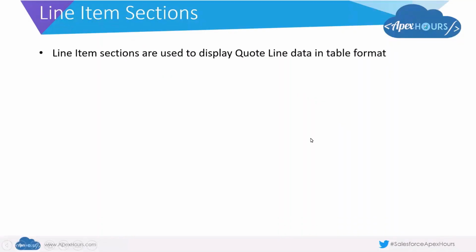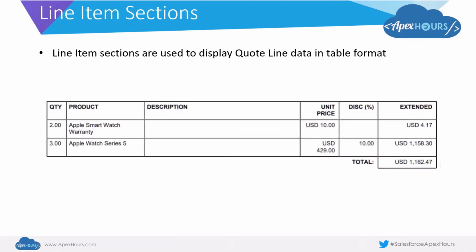Now that we looked at what HTML template content type is, let's move on with the line item type of content. So the line item type of content is typically used to display the quote line data in a table format, right? So in our document, we looked at a table like this with different columns, which typically shows the quote line, the product information, the price information, the discount information, the overall price information, and things like that, which are related to the quote line data. So that is what a line item section is going to be used for.